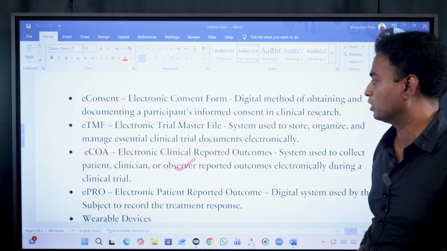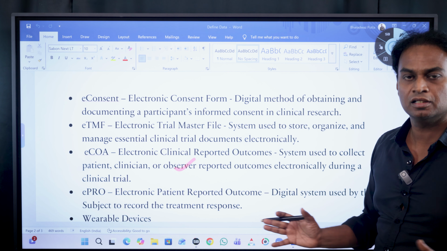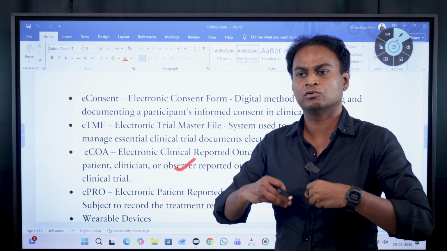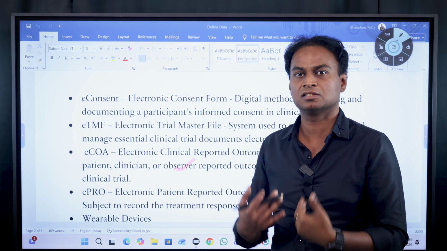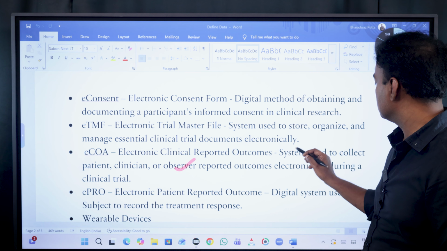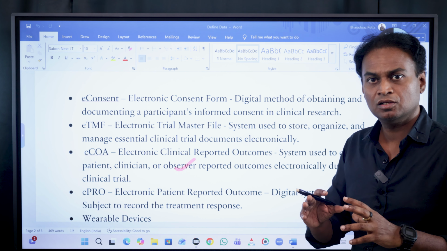This is a very important one, electronic clinical outcome assessment. What is an electronic clinical reported outcome? Previously, if you asked any question to the subject, he would answer, right? All those things can be captured in electronic form. So basically this is a system used to collect the details of the patient by the patient.